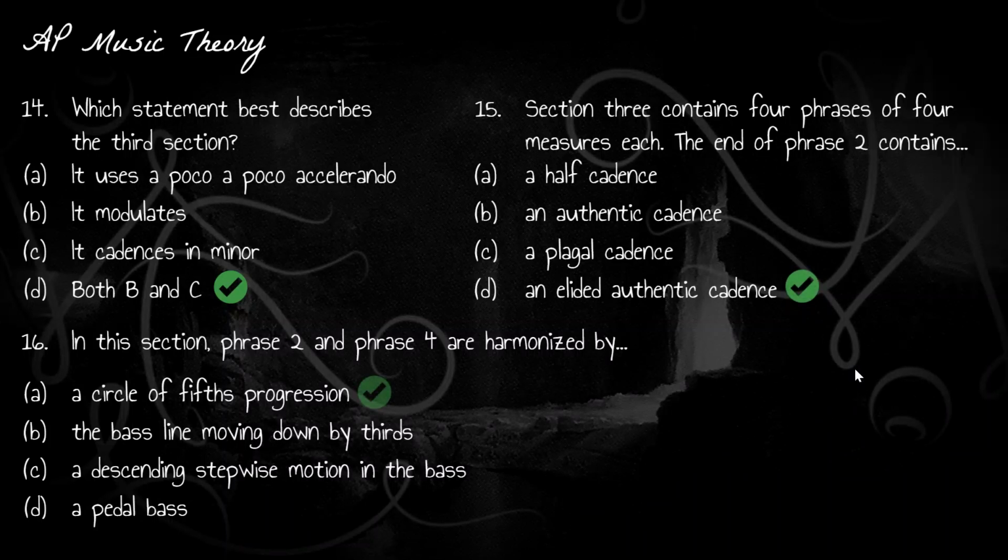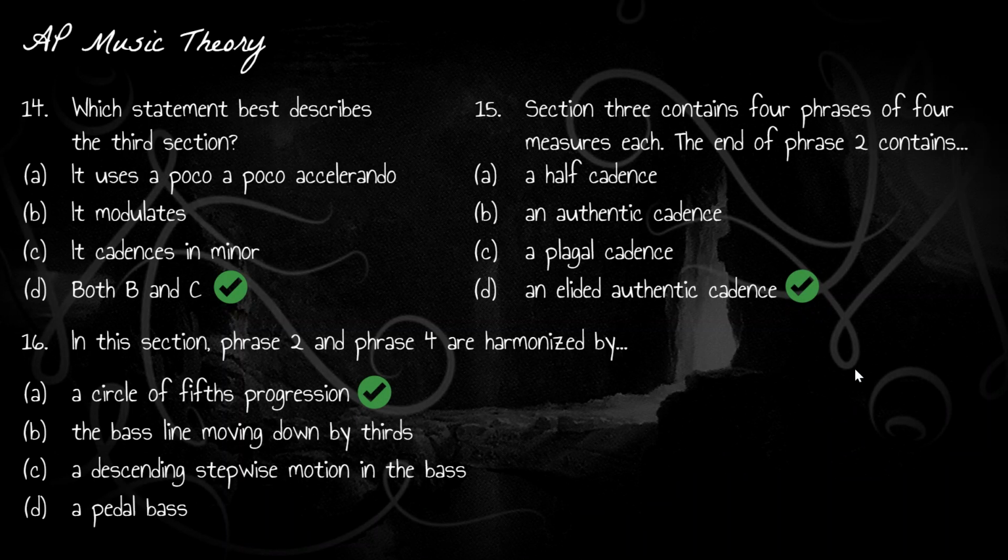Here are the correct answers. Correct answer for 14 is D. The third section has the same melody as the second section, except it begins in a major key. At the end of the section, the melody shifts back to the minor key of section 2 and ends with a perfect authentic cadence.